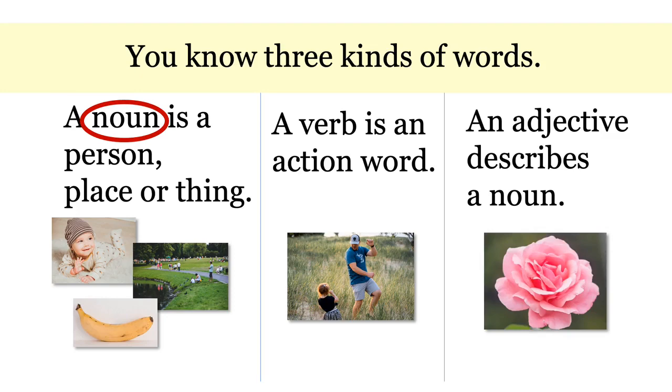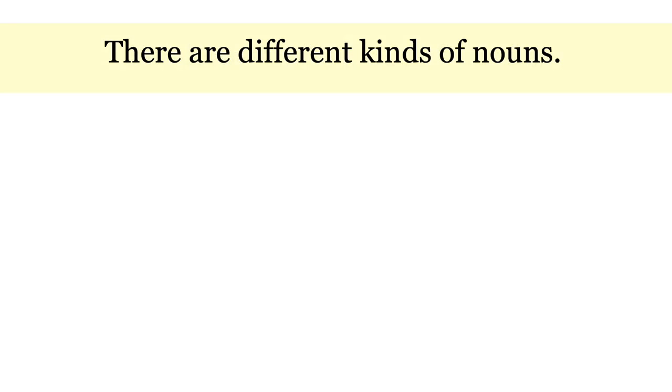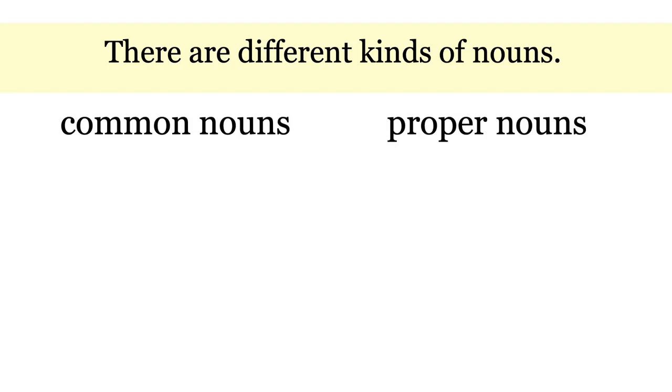Now let's look more closely at nouns. There are different kinds of nouns. Two of these are common nouns and proper nouns. Common nouns and proper nouns are both words for a person, place, or thing, but a common noun is for any person, place, or thing, and a proper noun is a name.